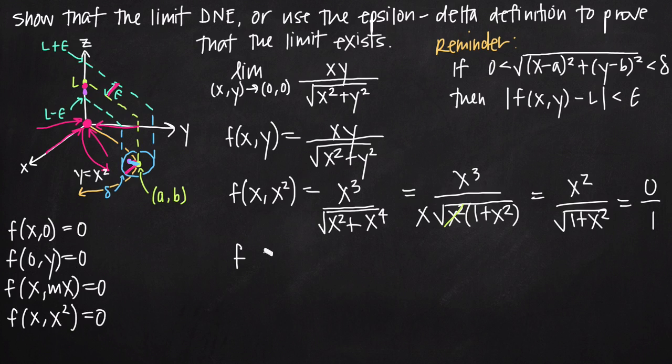And we would do the same thing. We approach along the parabola x equals y squared, and when we have x equals y squared, we plug y squared in for x. So in other words, we do y squared comma y.